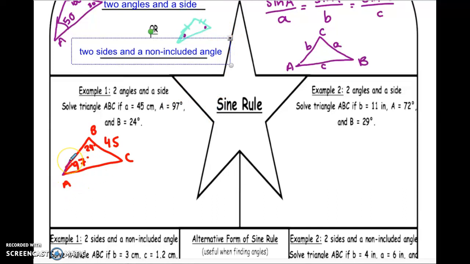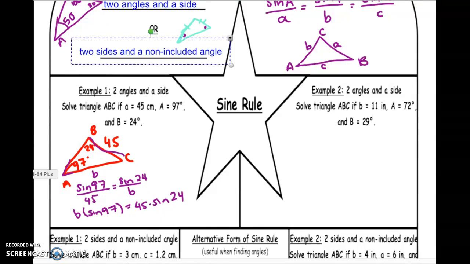So right here, when I see that I have the side and the angle that's opposite it, that's what I want to start with, because now I can have sine of 97 over 45 equals, and if I wanted to find side B first, then I could say sine of 24 over side B. So once I know that, this is just a proportion, so I get to cross multiply here. So I would say B times whatever that value of sine 97 is, equals 45 times sine of 24.